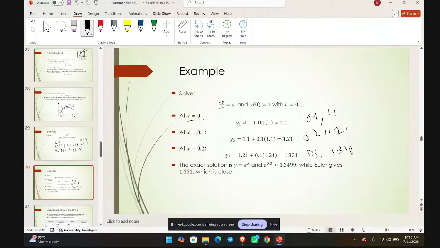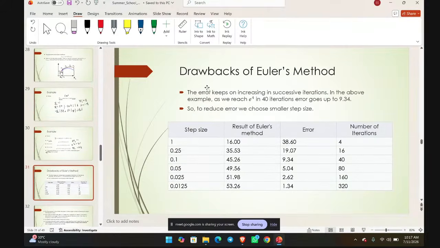The exact solution of this differential equation, if you know how to solve this, we take y this side and dx that side and integrate. That's the idea of how to solve the differential equation exactly. So here the exact solution is y equal to e power x, and e power 0.3 means y of 0.3 turns out to be 1.3499, while Euler method gives 1.331. So it is close enough. If we choose an even smaller step size, we'll reach a more accurate value.